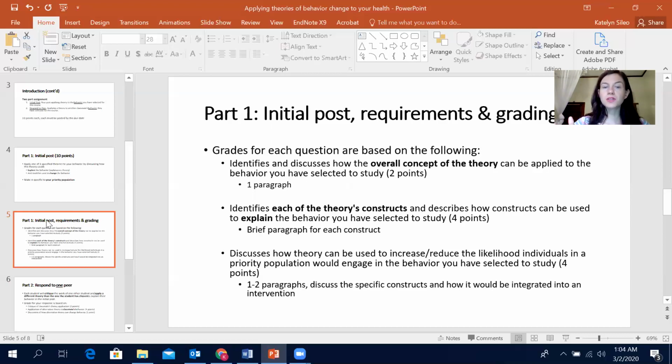And then you'll conclude with 1 to 2 paragraphs where you'll discuss how the theory can be used to either increase or reduce the likelihood that individuals in your priority population would engage in the behavior. These theories, again, if we think these constructs lead to a behavior, or to not engaging in a behavior, then if we change those constructs through intervention approaches, we can influence change in that behavior. That is the logic there. So we should be talking about how it explains the behavior and then how it can be changed.